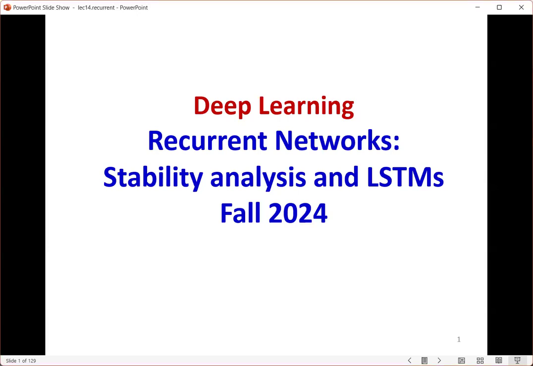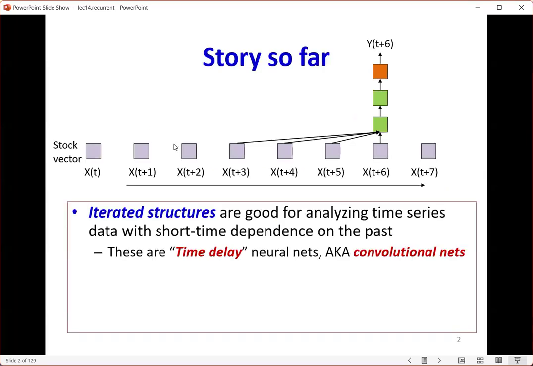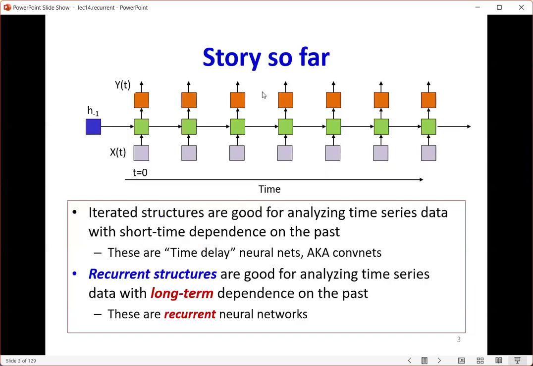Okay, let's start. So we're going to continue with our series on recurrent neural networks. And today we're going to be talking about stability analysis and LSTMs. So the story so far, we found that if you want to analyze time series data, then iterated structures like convolutional neural networks are good for analyzing time series with short-term dependence on the past. On the other hand, if you want long-term dependence, where you must consider the infinite past to make any prediction, then you want recurrent structures. So these recurrent structures are recurrent neural networks.